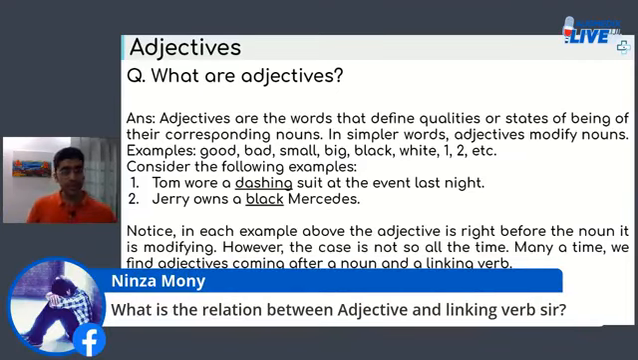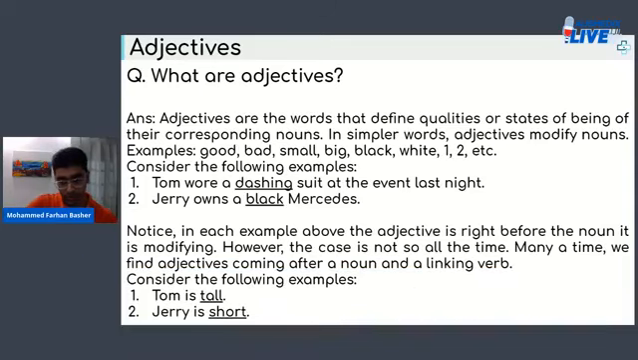So she's asking, what is the relation between adjective and linking verb, sir? The relation that I have tried to portray here is that generally adjectives are put right before the nouns they modify, right? Such as, for example, good man, bad boy, dashing suit, or black Mercedes, right? So most of the time, what we see is adjectives are put before the nouns that they modify. But I mean to say that this doesn't happen all the time.